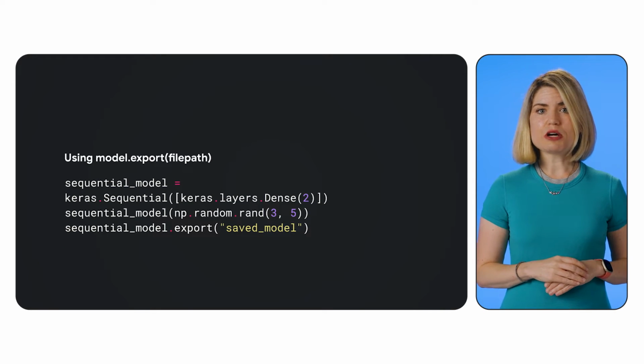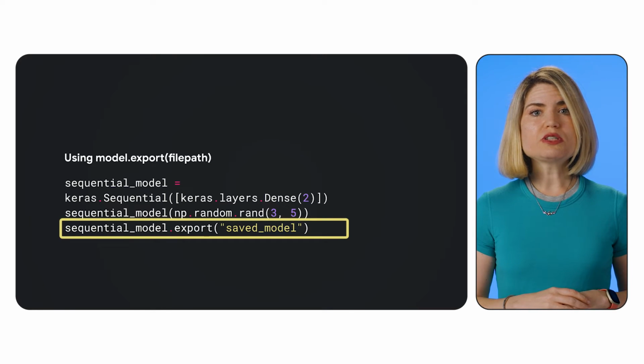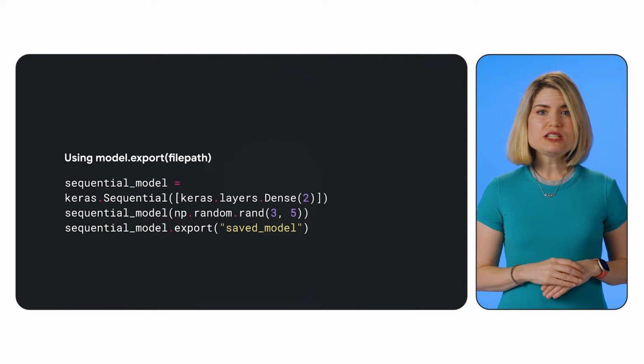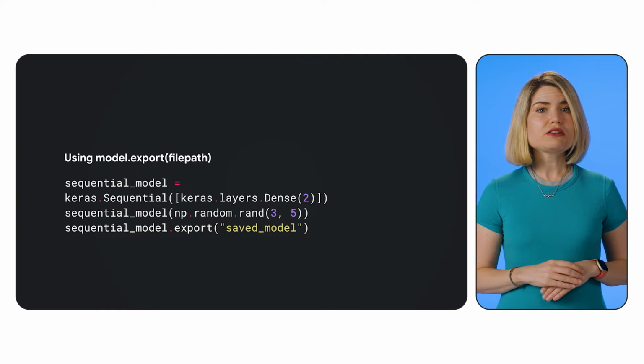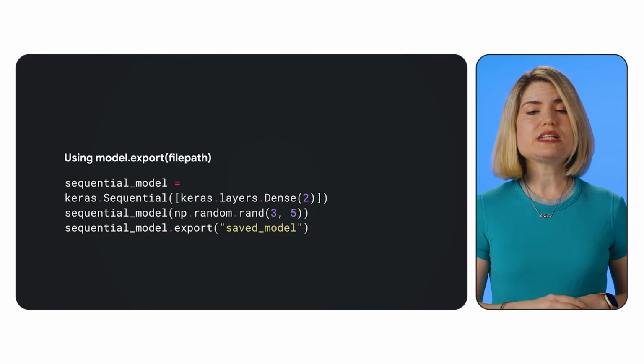Another change is in how you save and load models. Saving in the TF SavedModel format using model.save is no longer supported. Instead, use model.export(filepath) for that. If you need to load a TF SavedModel, use the keras.layers.TFSMLayer class. This loads the SavedModel as an inference-only layer.